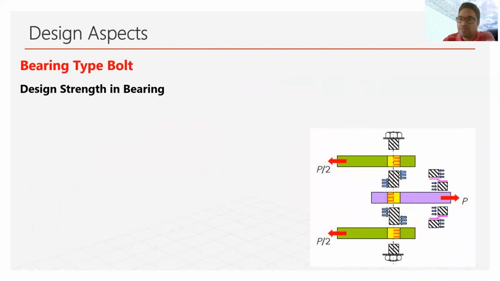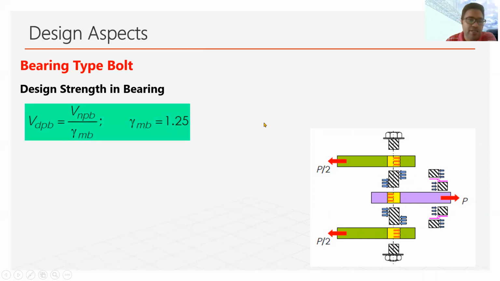Similarly, now if we try to calculate the bearing strength of the bolt, so till now we have seen the expressions of tension strength, shearing strength, and their combination. Now we will see the bearing strength of the bolt. The bearing strength of the bolt can be calculated using this formula. VDPB is the design bearing strength of the bolt. VNPB is the nominal or the characteristic strength of the bolt. We can calculate VNPB using this formula.